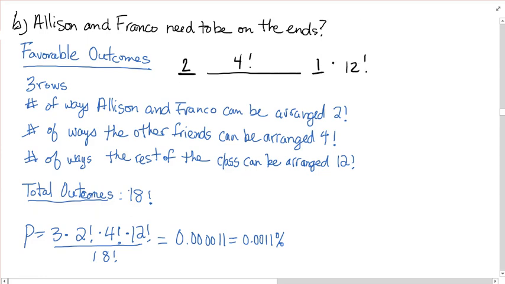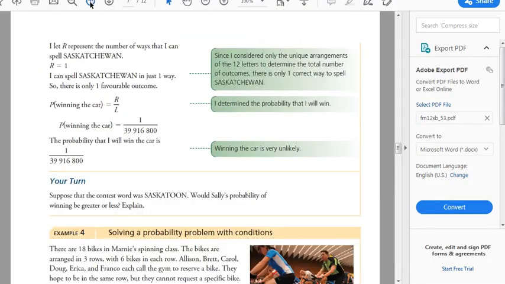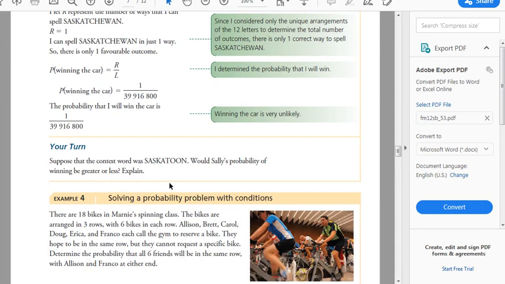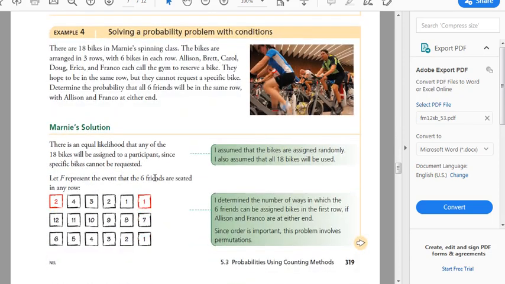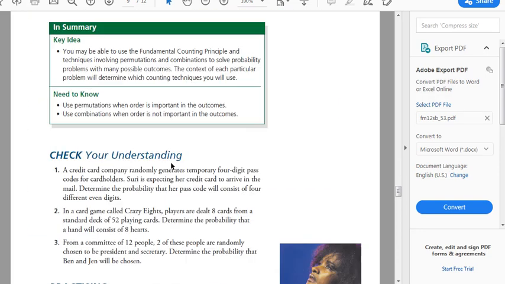And it looks like each of these friends could still be in each of the 3 rows. So that's what we have here: the 2 friends on the ends, the 4 friends in the middle, the 12 other people, and then each of the 3 rows. That's your percentage there. Now, I did say that this was example 4. Yeah, looks like it is. There's another way to look at it there.